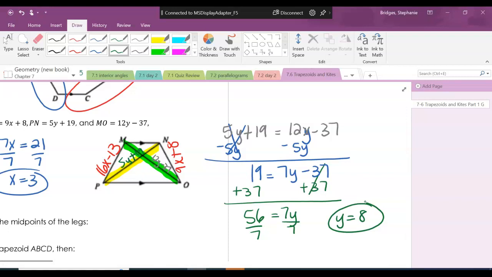If it's an isosceles trapezoid, base angles are congruent, legs are congruent, diagonals are congruent, and consecutive angles are also supplementary. Now we're going to talk about the mid segment of a trapezoid.